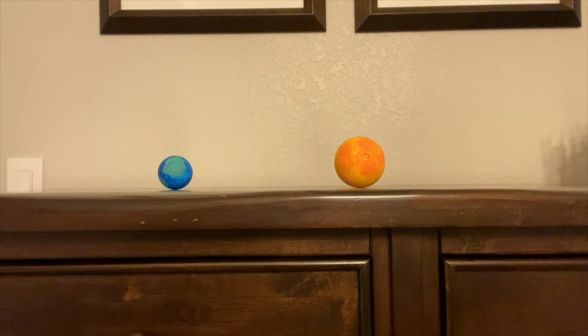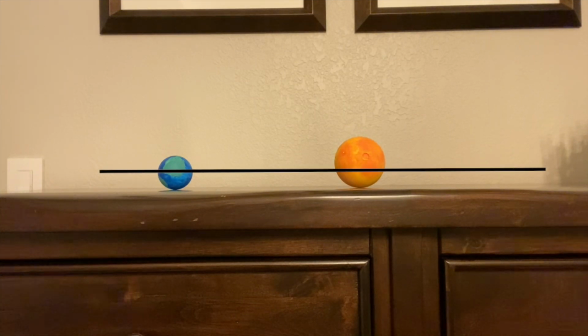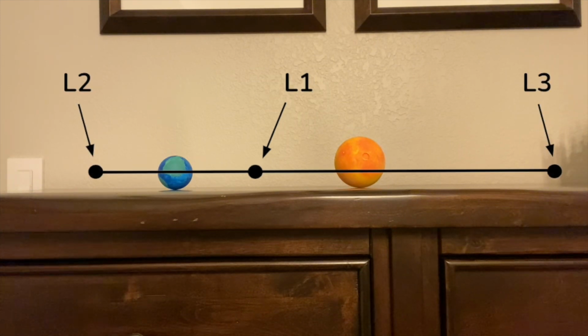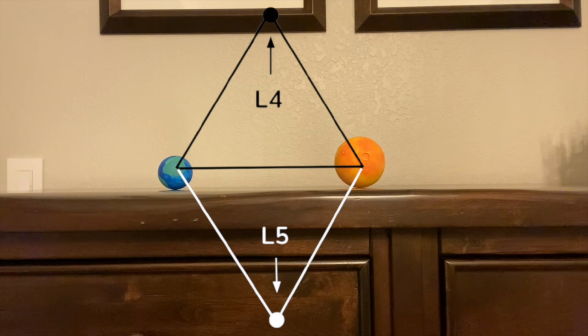The 3 unstable points all lie in a line that passes through both bodies. L1 lies between the Sun and the Earth, L2 on the side of the Earth, and L3 on the side of the Sun. The other two, L4 and L5, lie at the vertex of an equilateral triangle with the Sun and the Earth at the other vertices.